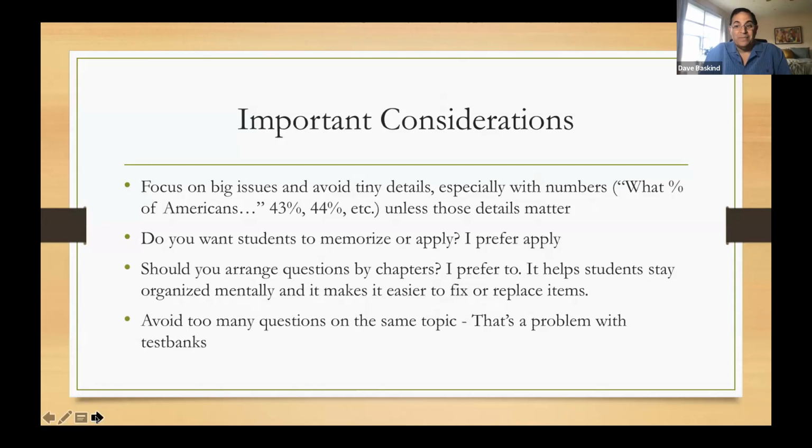So if you do have a random selection of test items from a test bank, just take a look at it. Be sure that they're covering the topics that you feel are valuable, rather than just focusing on a very narrow part of the material.